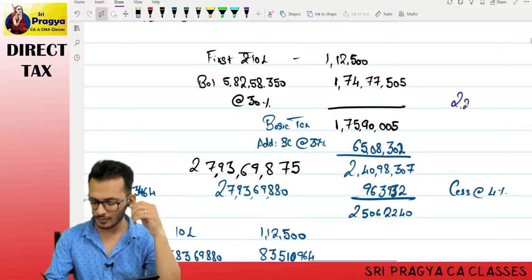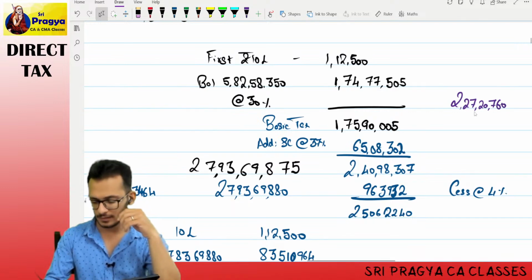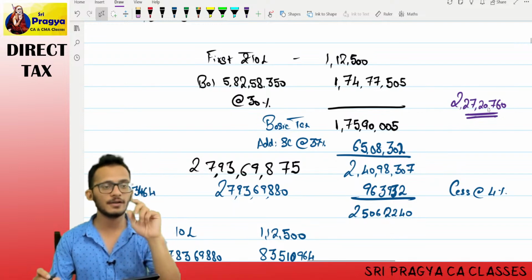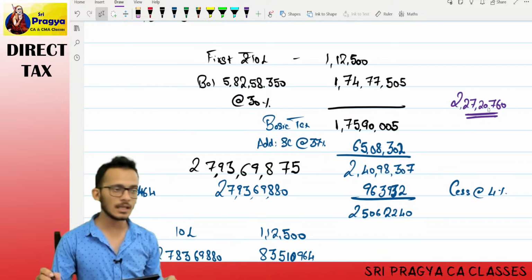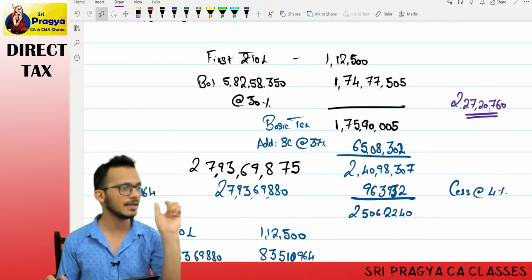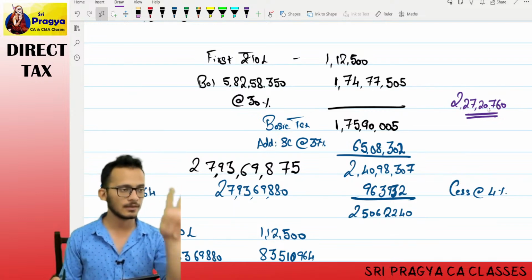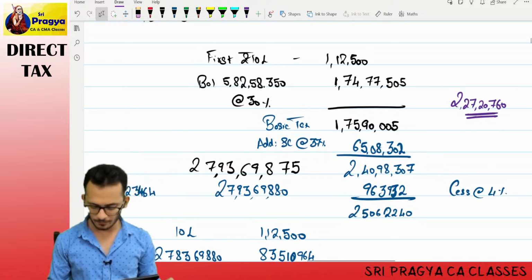2 crores 27 lakhs 20,007. Anyone with different numbers? Same numbers? Yes, for the first 15 lakhs you have done 1,50,000. After 15 lakhs you have done 30%, and you'll get a basic tax. On this you levy a surcharge of 25%. You'll get a number, and on that you do a cess of 4%. Correct? Yes, this is question number 3.